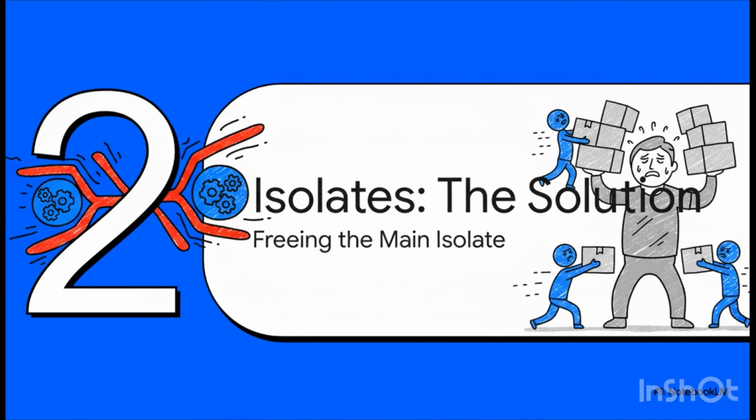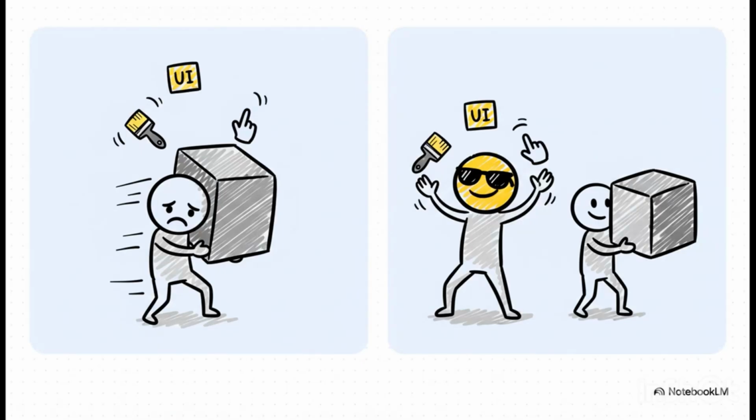Simple. We need to give our main isolate some help. And that, my friends, is where our hero comes in, Isolates. This is the key to freeing up that main thread for good. This slide just says it all, doesn't it? On the left, you see the old way. Our single worker totally overwhelmed by that heavy data processing, dropping all its important UI tasks. But look at the right. This is the isolate way. Our main worker is free, it's happy, it's handling the UI like a champ, while a brand new dedicated helper takes on that heavy lifting in the background. It's the magic of delegation, built right into your app.